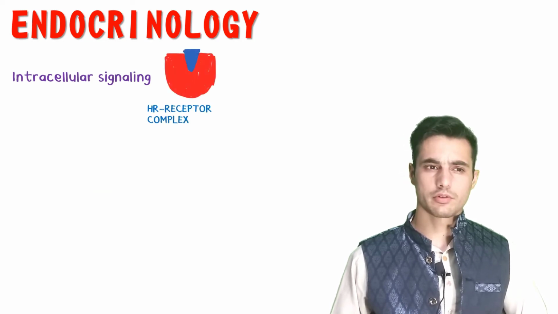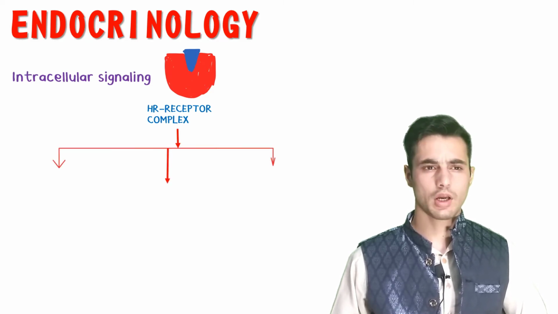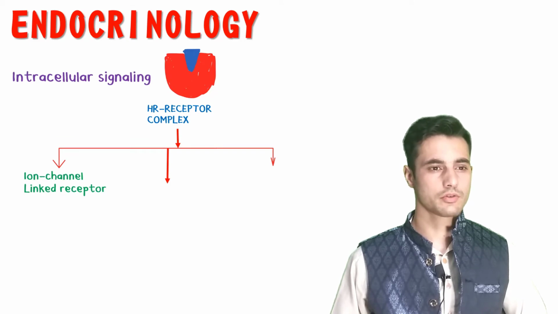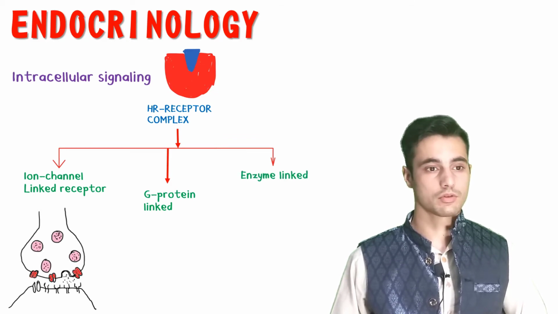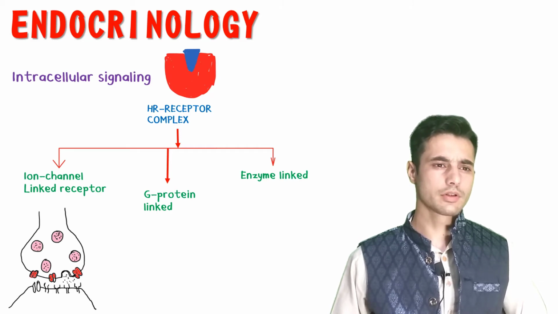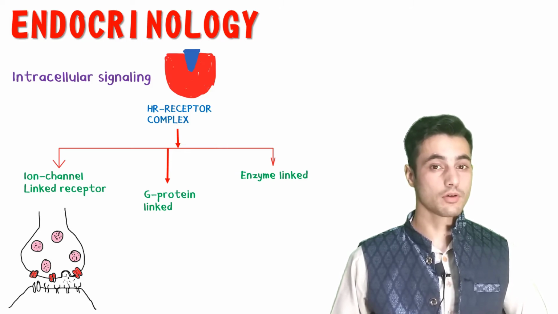The intracellular signaling. As we already know, the hormone receptor complex will perform a variety of actions inside the cell. So how does this receptor perform the action? It will either close or open the ion channels, or work through the G protein link and the enzyme link receptors. Let's first of all discuss the ion channel link receptors. A very famous example is the junction between the axon terminal of one neuron and the dendrite portion of the other.